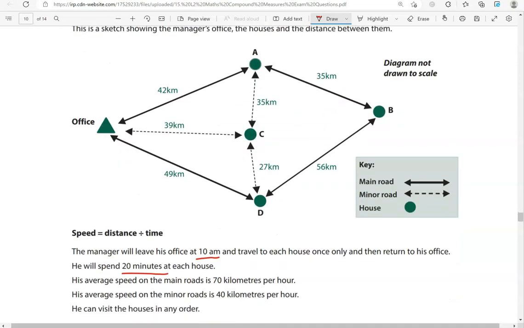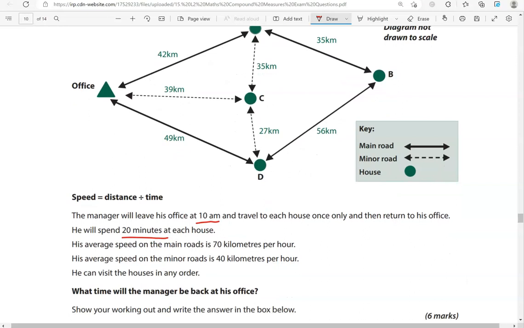His average speed on the main roads is 70 kilometers per hour. His average speed on the minor roads is 40 kilometers per hour. He can visit the houses in any order. What time will the manager be back at his office? Show your working out and write the answer in the box below.